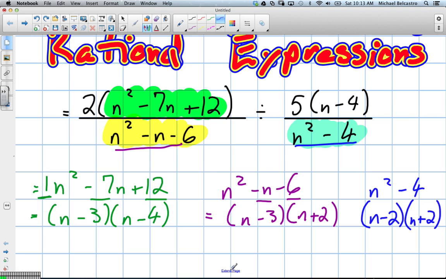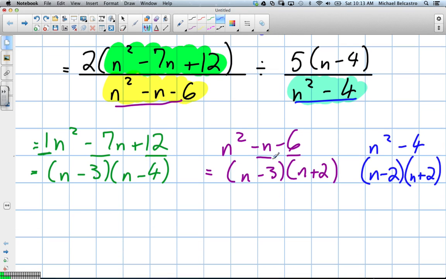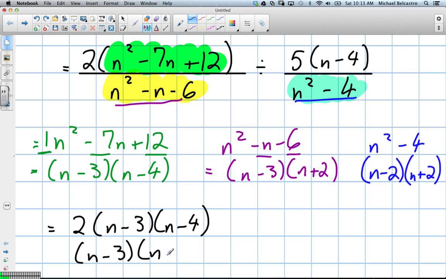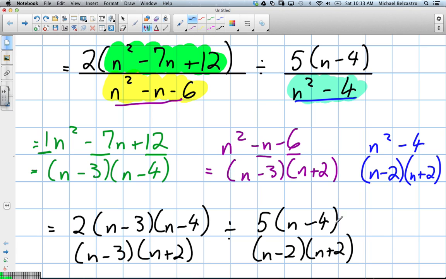So now we're going to rewrite our expression with our new simplified version. Our rational expression on top reads 2 times n minus 3, n minus 4. The bottom is going to read n minus 3, n plus 2. Divided by, and I'll put the division signs in a second. The top will still say the same, there's nothing we can do, it has been simplified as far as possible. And the bottom will read n minus 2, n plus 2. We'll write our little fractions here.